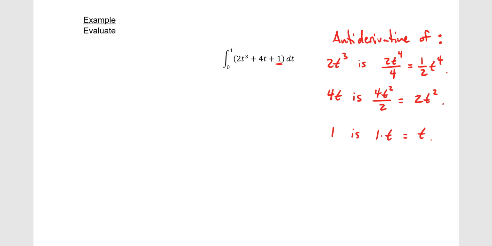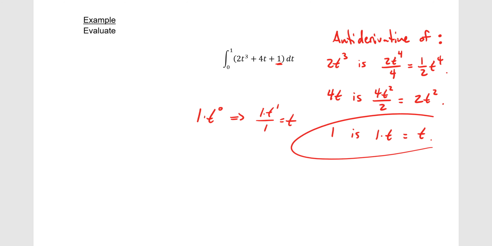Another way to think about it, if you remember, 1 can be rewritten as 1 times t to the 0, because t to the 0 is equal to 1. So you can think about this as adding 1 to the exponent and then dividing by 1. That would become t to the 1st divided by 1, which is just t. Obviously you don't have to think about it that way. If you have a constant, the antiderivative is just multiplying it by the variable.